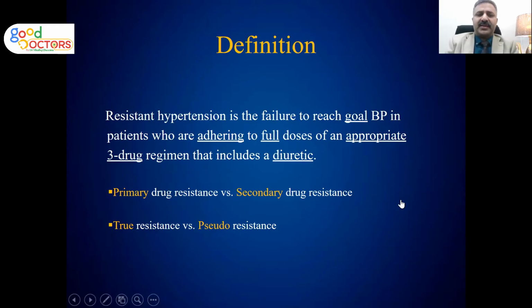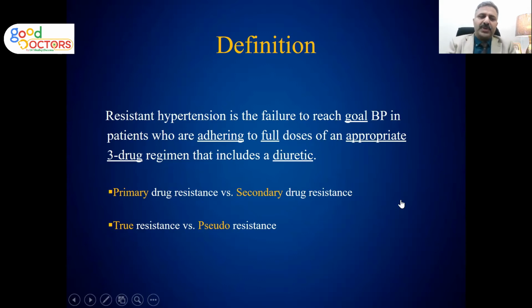So it is further categorized into primary drug resistance, where from the get-go blood pressure is difficult to control, or sometimes initially blood pressure is well controlled, but with the passage of time, blood pressure suddenly becomes resistant or difficult to control. That would be secondary drug resistance. And then there is a lot of debate on true resistance and pseudo resistance. True resistance would be, we will discuss at the end of this lecture, when you are actually following this definition and have ruled out all other causes, including secondary causes, salt intake and obstructive sleep apnea. At the end of that, if blood pressure is still difficult to control, that would be true resistance.